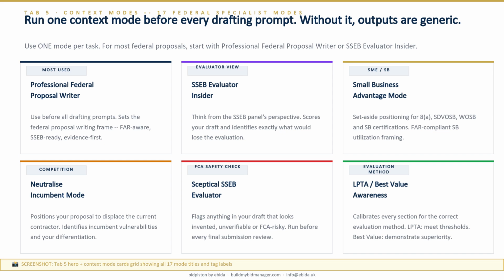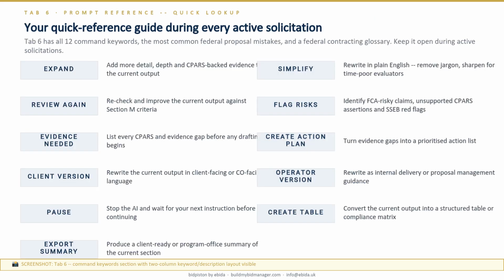The Skeptical SSEB Evaluator is your False Claims Act safety check. It flags anything in your draft that looks invented, unverifiable, or legally risky. Run this before every final submission review, without exception. The LPTA/Best Value Awareness mode calibrates your proposal for the correct evaluation method. The wrong strategy in the wrong solicitation loses every time. Use one mode per task. Never stack multiple modes. Tab 6 is your quick reference guide.